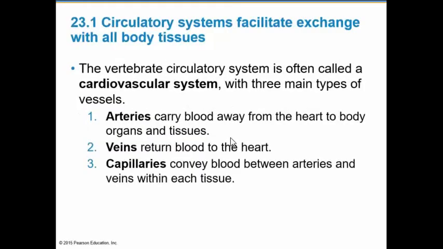In vertebrates, our circulatory system is called a cardiovascular system. It has three main types of blood vessels. Number one are arteries, which carry blood away from the heart to tissues and organs. Veins return blood from tissues and organs back to the heart, and capillaries carry the blood between the arteries and the veins. These are the actual sites of exchanges of gases, nutrients, and waste products.